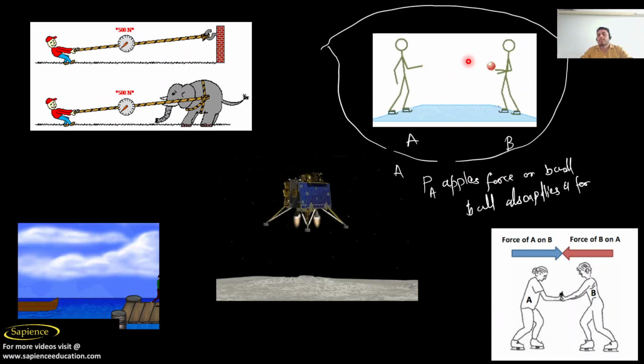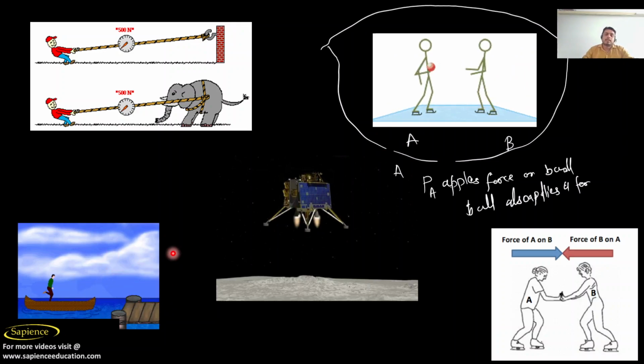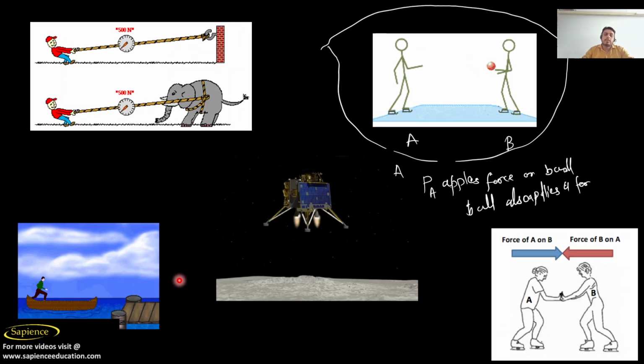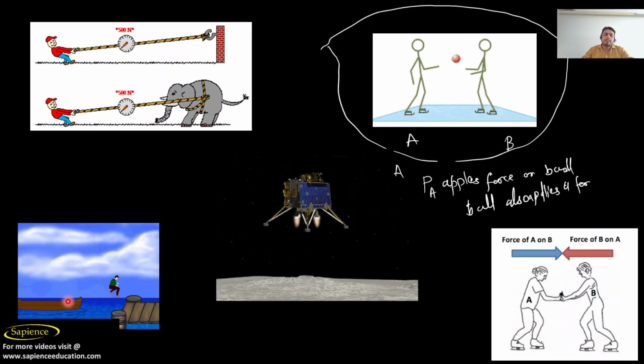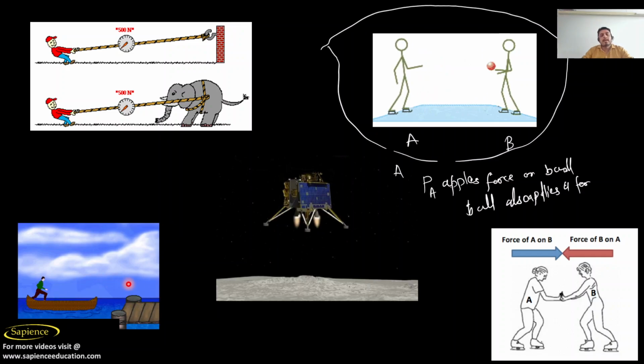If he throws a ball, the ball is applying a force to this right side person, and he just moves backward. Now here see the figure of a boat. A person is running on a boat and tries to run. The person applies a force on the boat. As a result, the boat will also apply a force, and due to that force only, the person is able to jump to the nearby place. So this is what is happening.